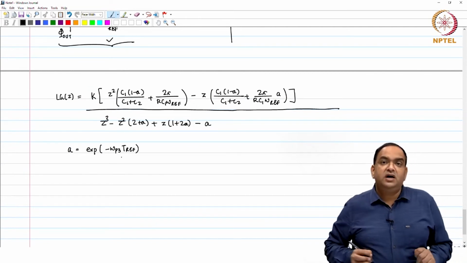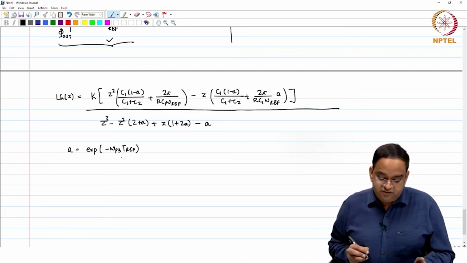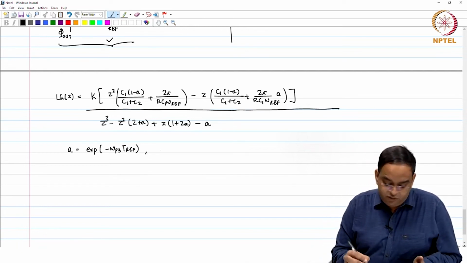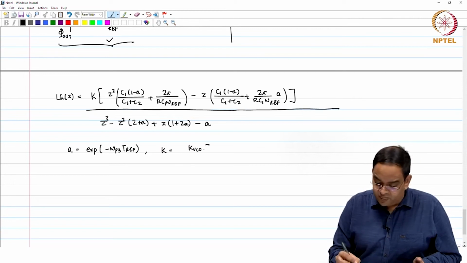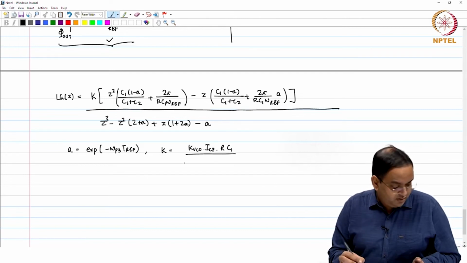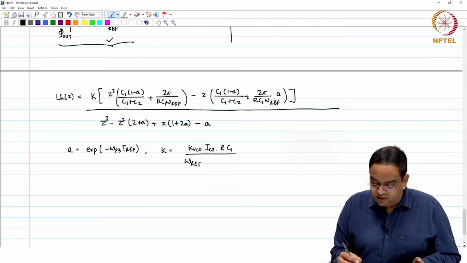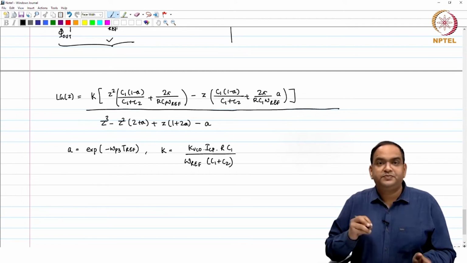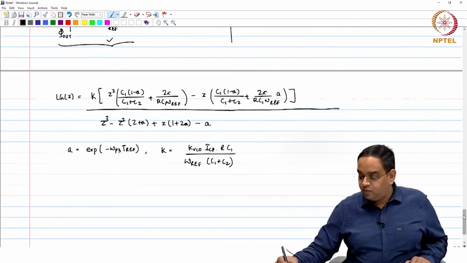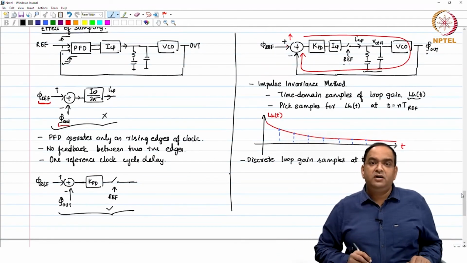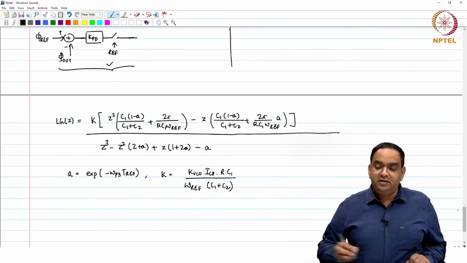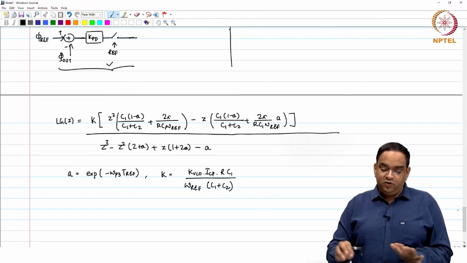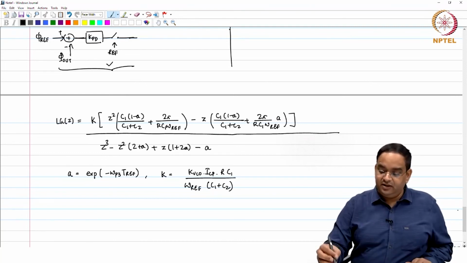Omega p3 is the same, 1 over R times C1 by C2, C1 C2 plus C1 by C1 plus C2, and K is equal to KVCO times ICP R C1 divided by omega ref into (C1 plus C2). So, while using the sampled values of the PLL and finding the loop gain from there, the loop gain appears to be like this.